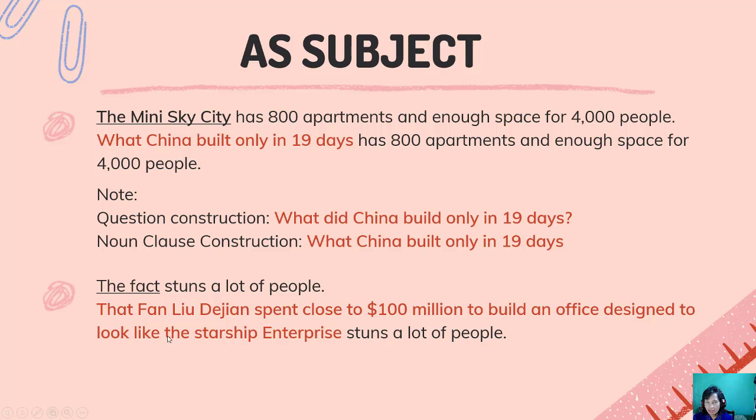So later, if you look at a text, it is possible that one paragraph only contains two complex sentences. One complex sentence can contain more than one clause. It can be the combination of noun clause and adjective clause and adverbial clause, noun clause and adverbial clause, or the three of them in the same sentence. It is possible.